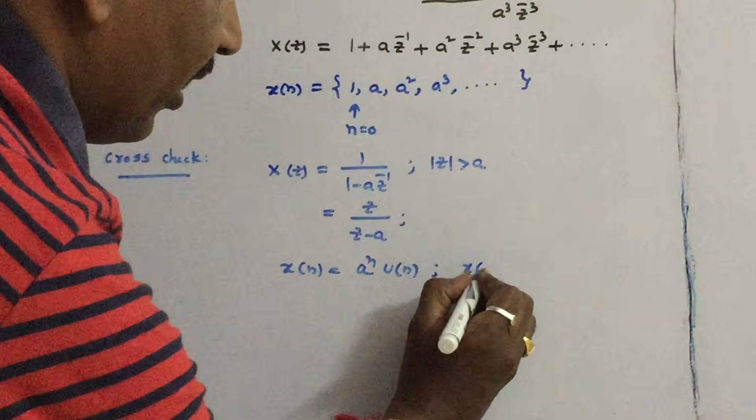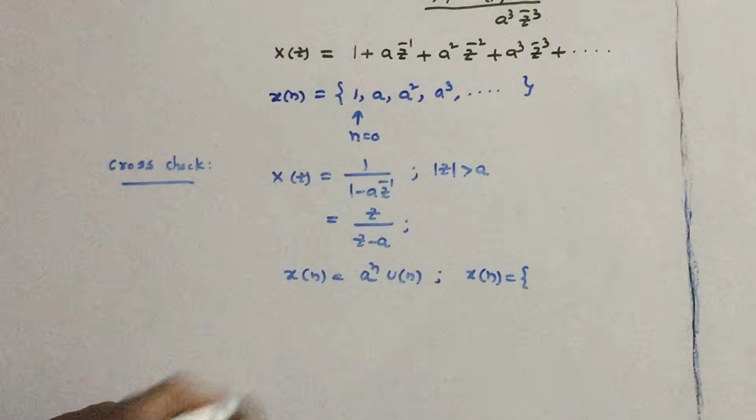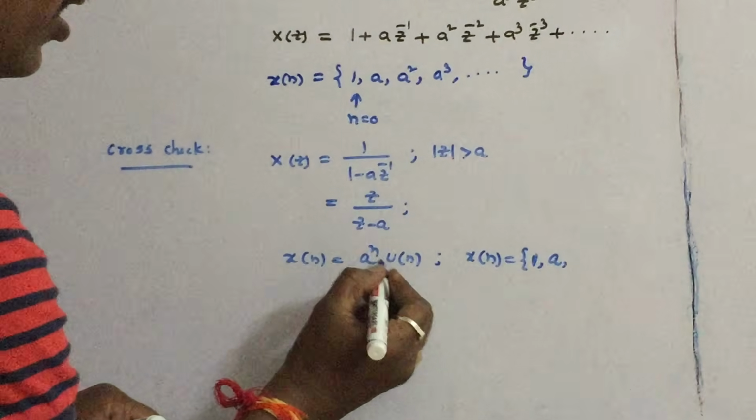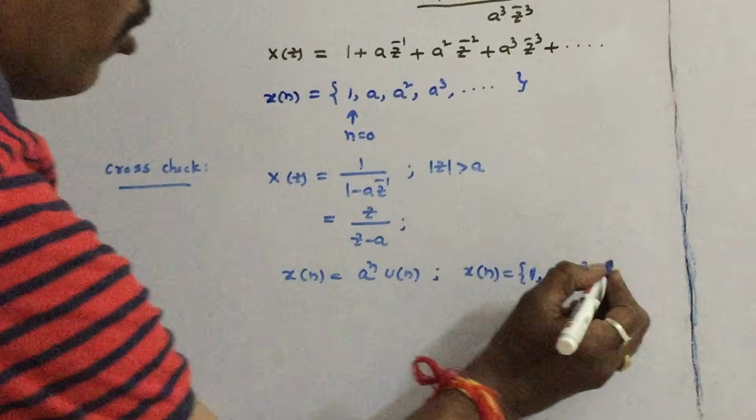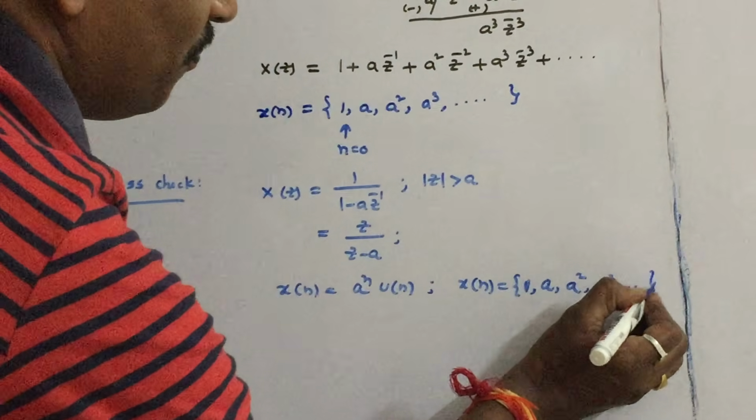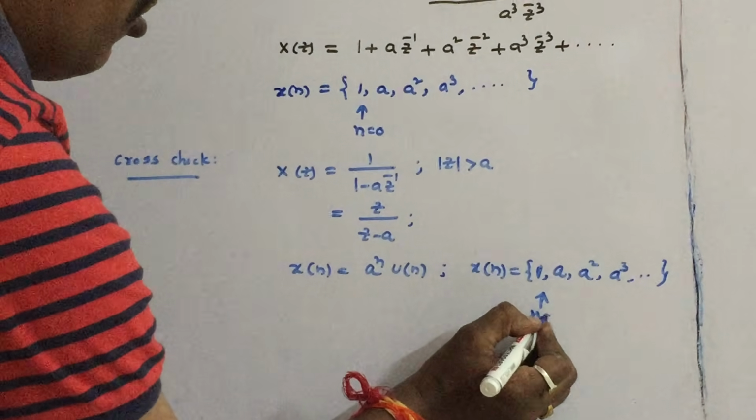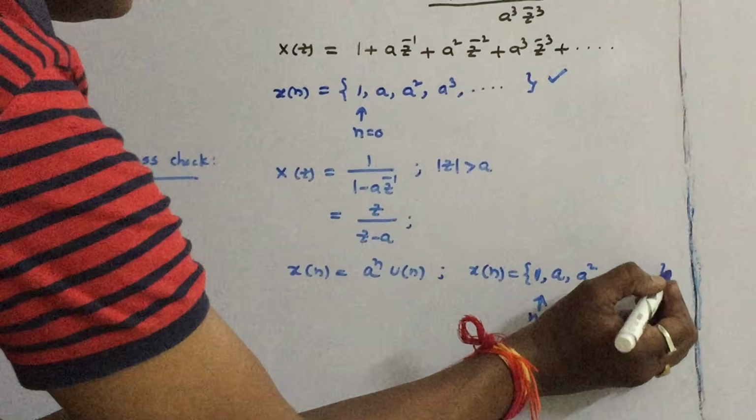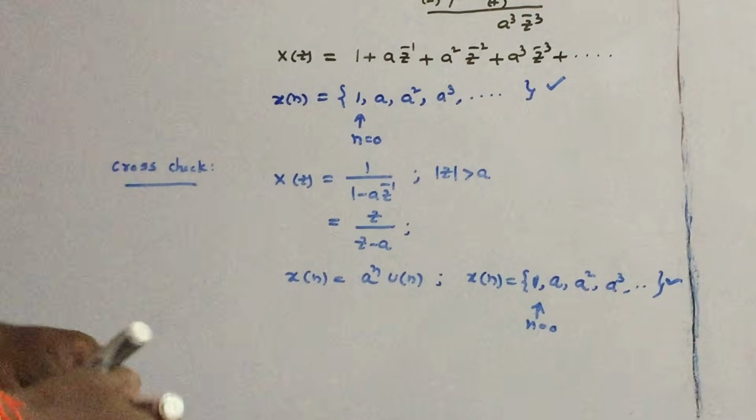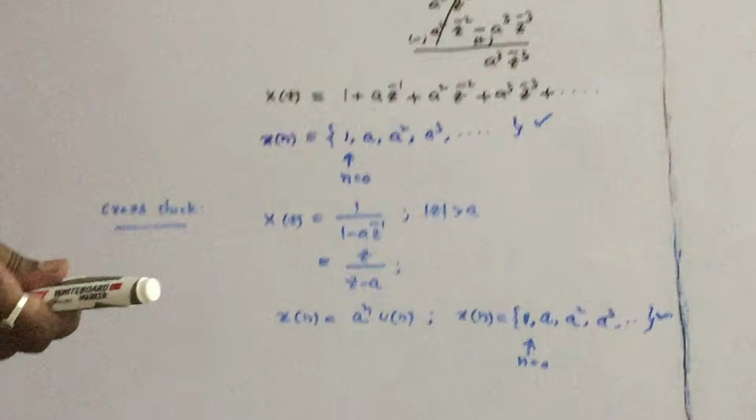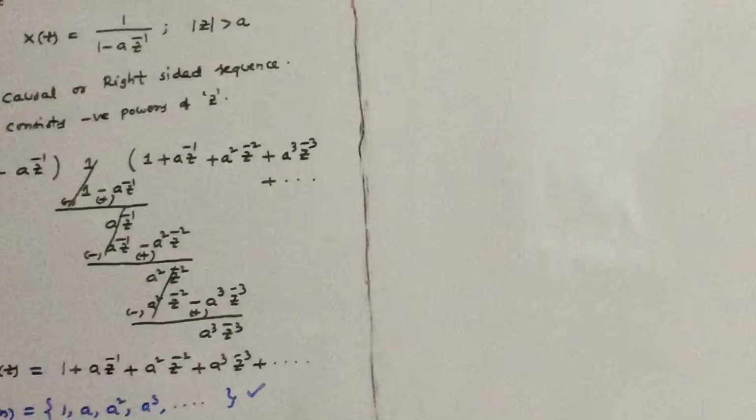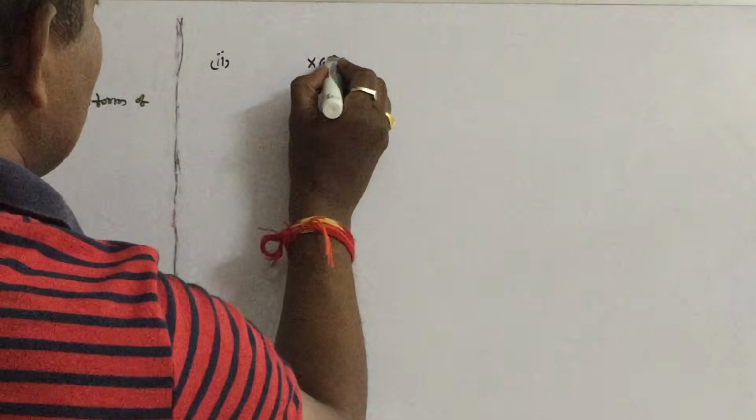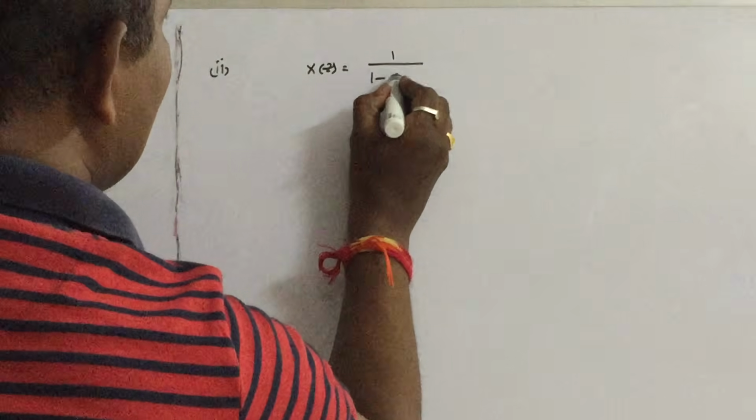Let us write it in the form of elements. If n is equal to 0, a power 0 is 1. If n is equal to 1, a. If n is equal to 2, a square. If n is equal to 3, a cube, and so on. Keep n equal to 0 here. We can see that these two answers are the same. In this way, you can cross-check the answer. Our answer is correct. So let us do the second problem, which is given as X of z is equal to 1 by 1 minus a z inverse.